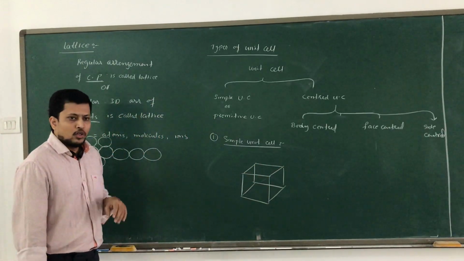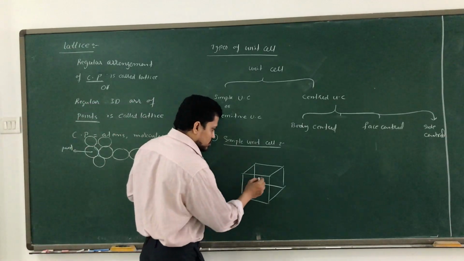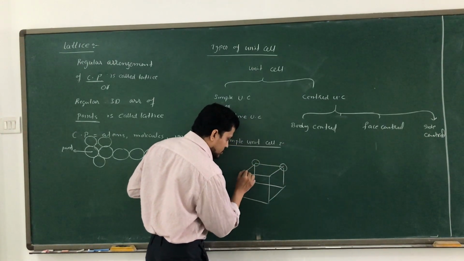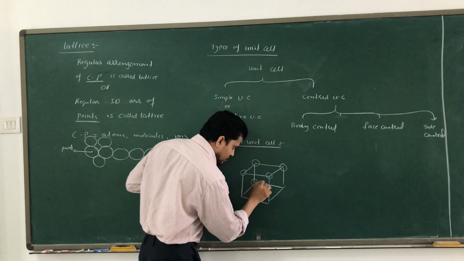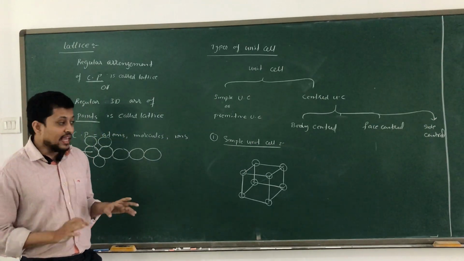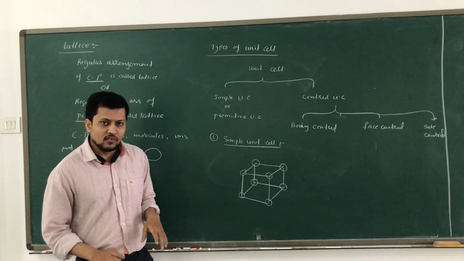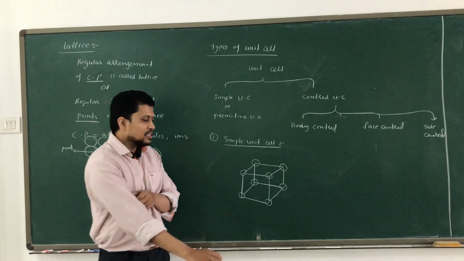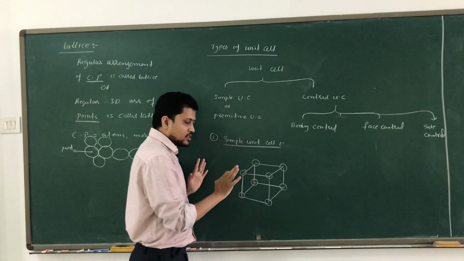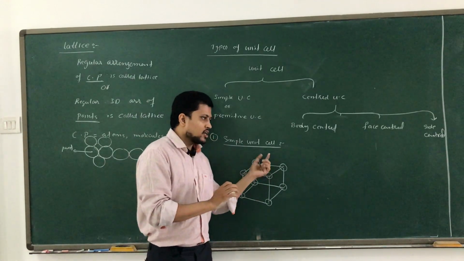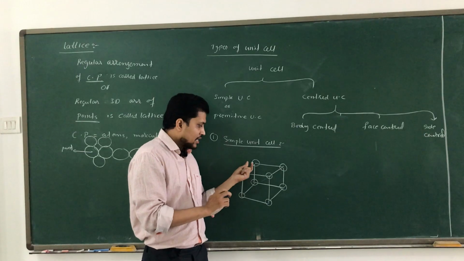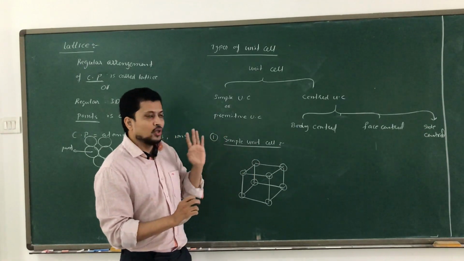See, this is a cubic cell. So in this cubic cell, where the atoms are present, suppose we are having atoms over here. So one atom I am having over here. One atom, 2, 3, 4, 5, 6, 7, 8. So total 8 atoms we have. Total how many atoms we have? 8 atoms we have. All the 8 atoms are present in the corners. So only atoms are present in the corners in the simple unit cell.